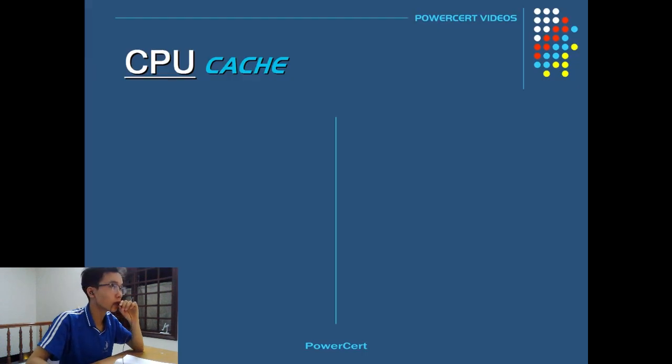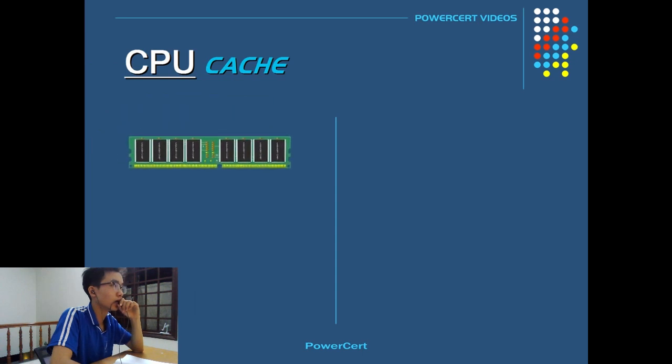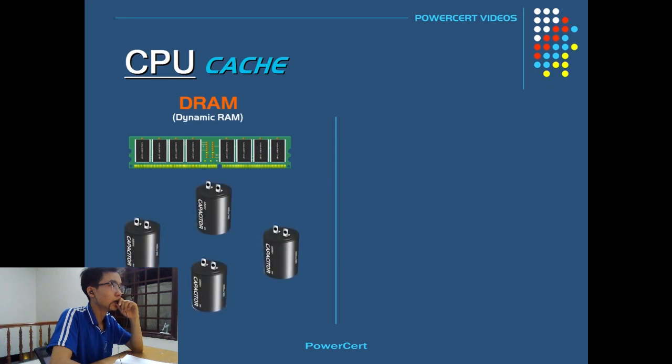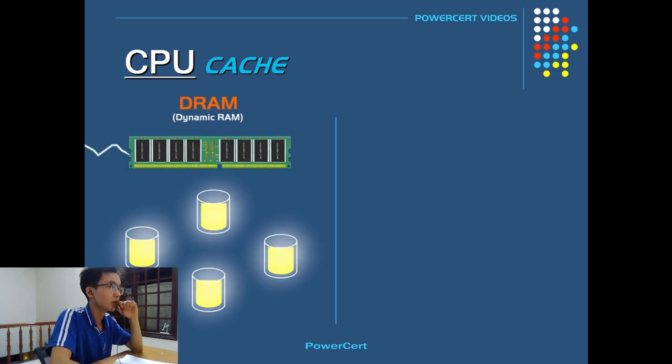is CPU cache. Now a computer has two different types of memory. One type is what we use in a RAM module, which is DRAM, or dynamic RAM. And DRAM is memory that uses a capacitor to store data, and the capacitor has to be constantly and dynamically refreshed, often with electricity, in order to store data.